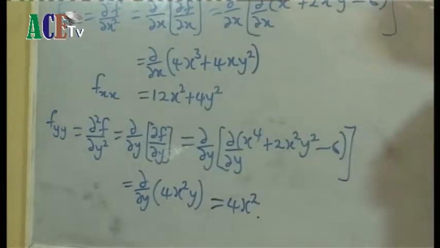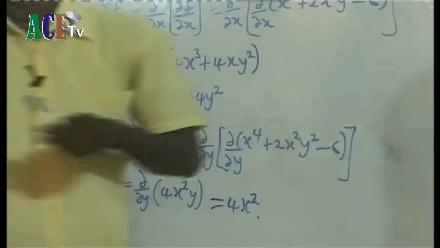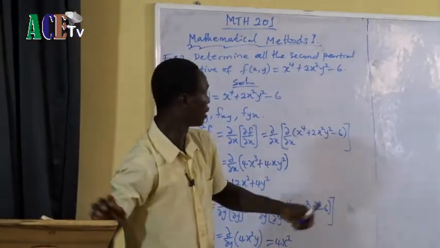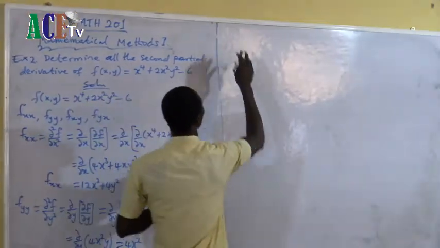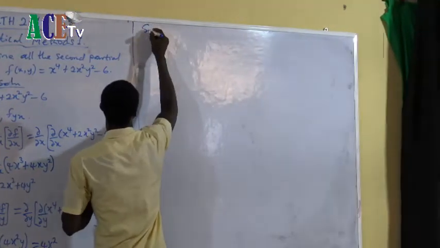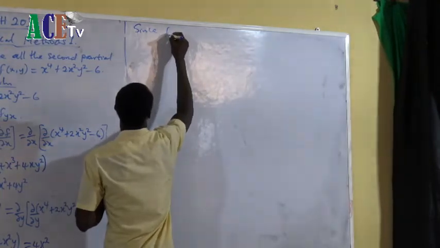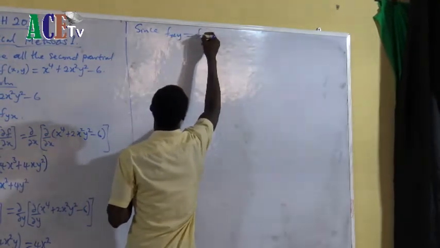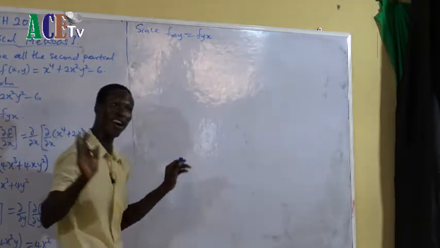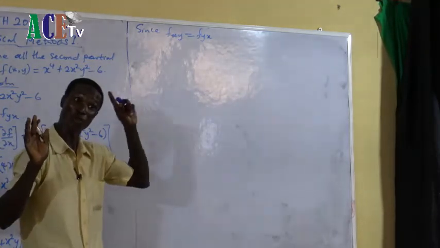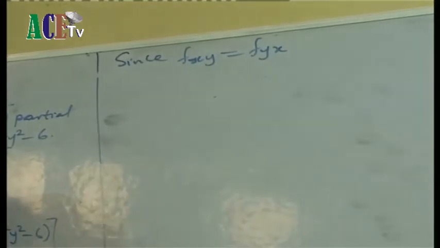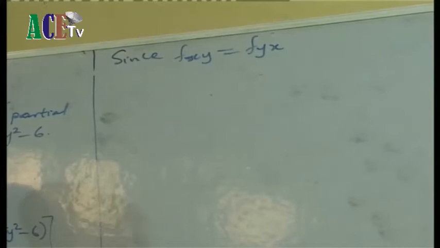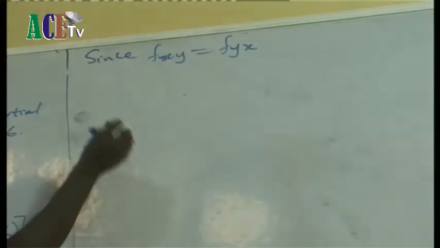The remaining two, f_xy and f_yx, I will do them together. But before that, I will say, since f_xy is equal to f_yx all the time, I've told you that before, f_xy is equal to f_yx for every function given to us. Now, in that case, I'll find f_xy, you know.